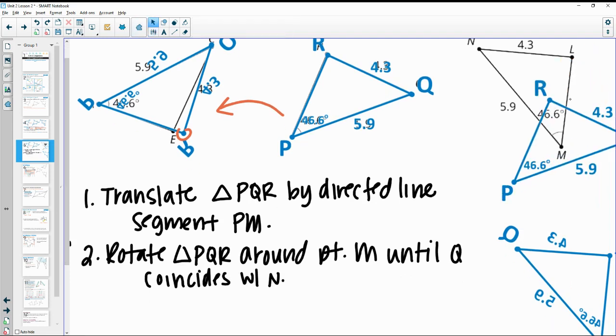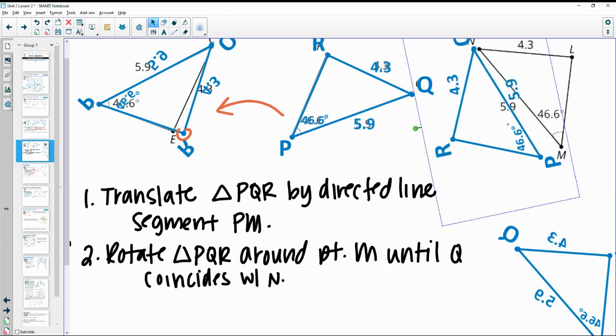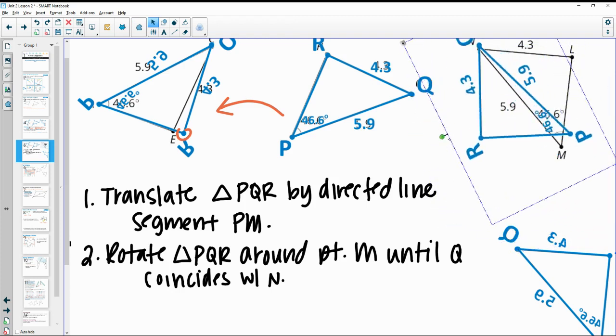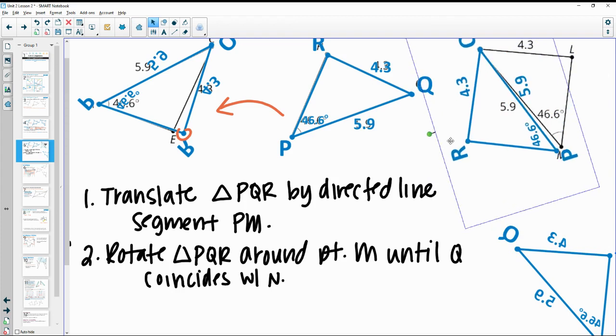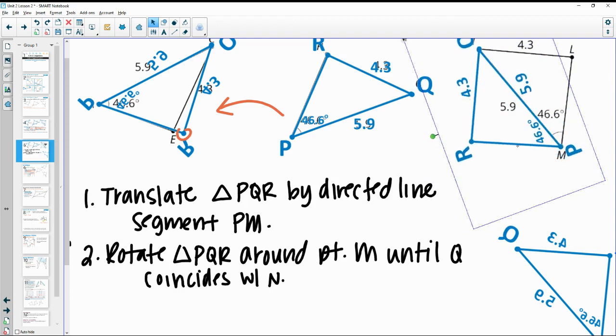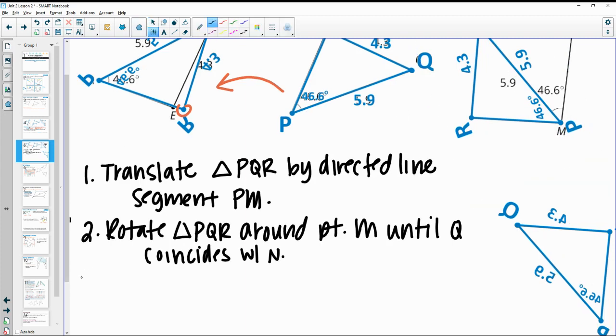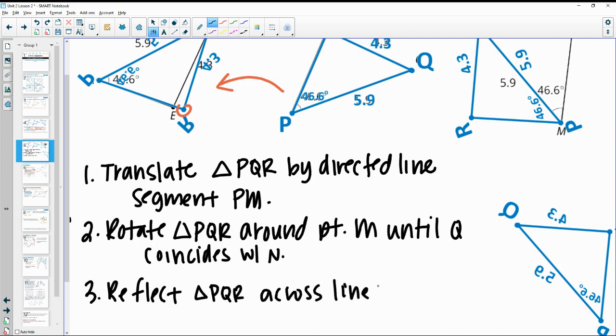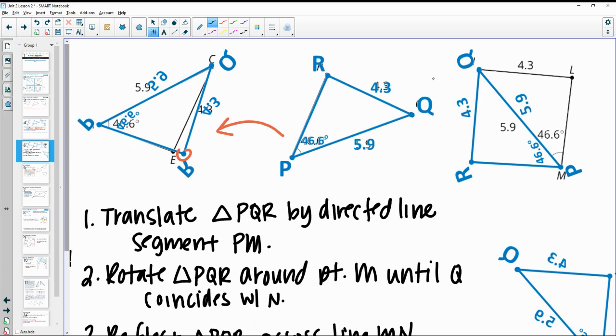And I'm just gonna grab this here so I can rotate it. But so we're gonna keep P at the same spot and then we're gonna rotate until Q lands on N. Then we would just reflect. So now we would do a reflection. So reflect triangle PQR across line MN. So that's the line that was set here. So across this line MN here. So then it would flip over.